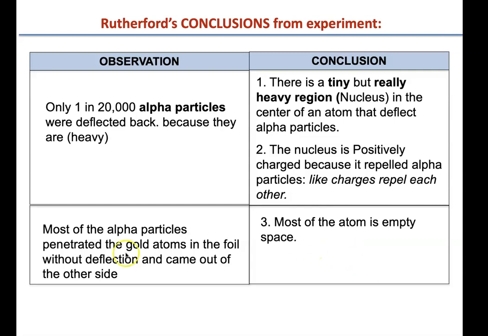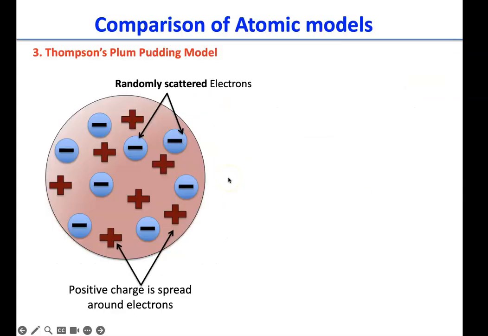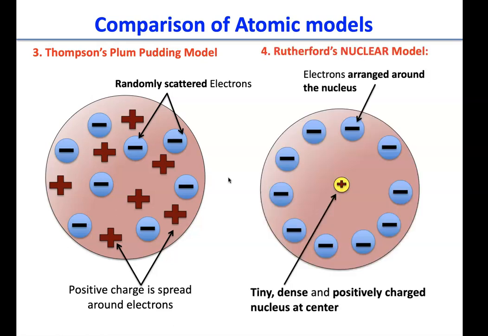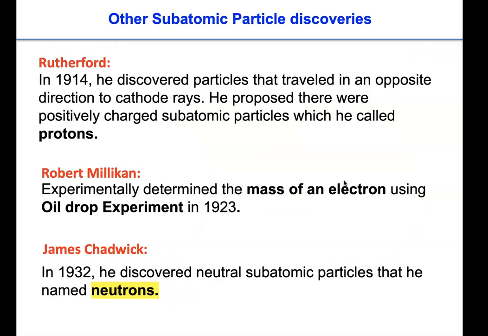So here are his conclusions. And I want to discuss the last one. Since most of the alpha particles went right through, that means most of the atom is made out of empty space. I discussed the other two earlier. You need to know all of these. So here's the Rutherford model. The tiny dense nucleus is now placed in the middle, and there are no positive charges around, and the randomly dispersed electrons are now nicely arranged around the nucleus.